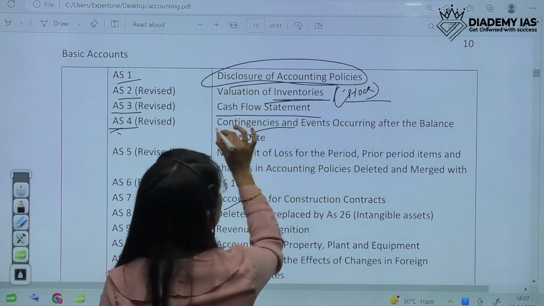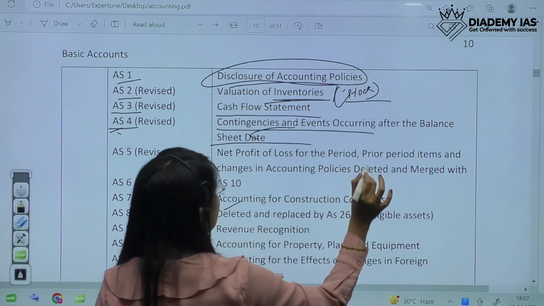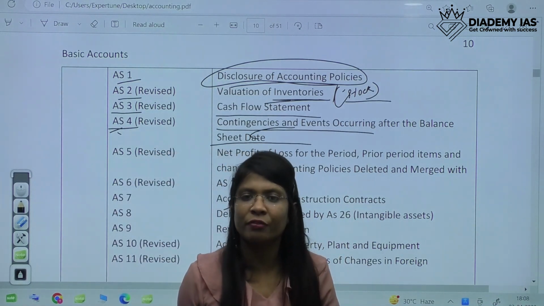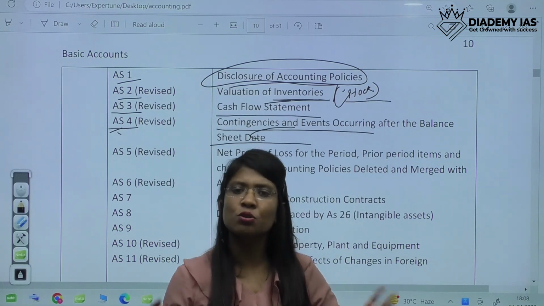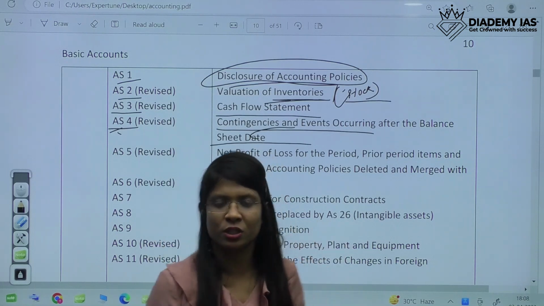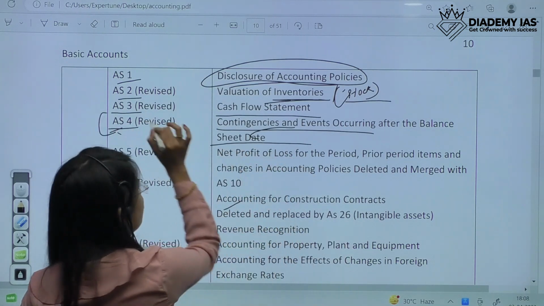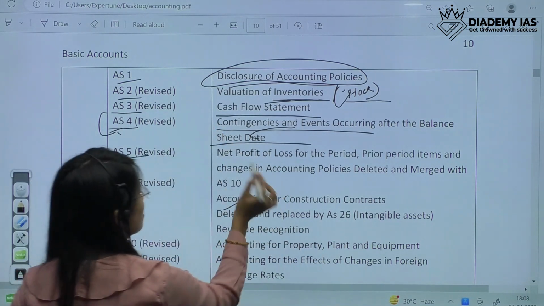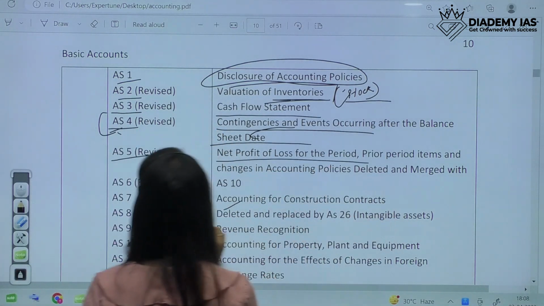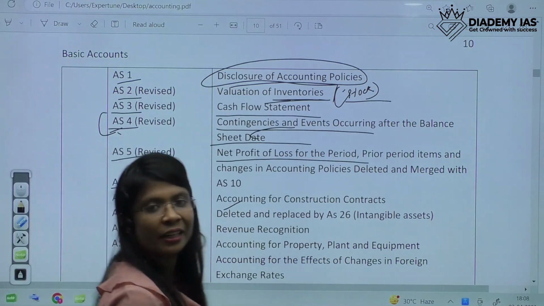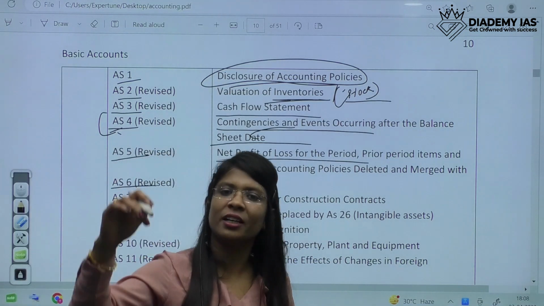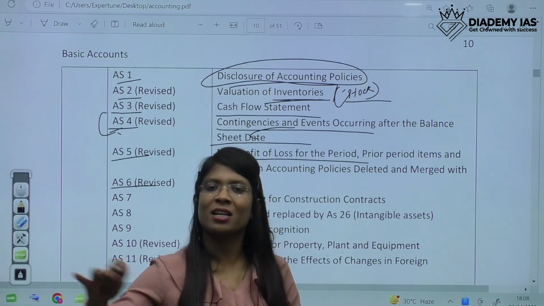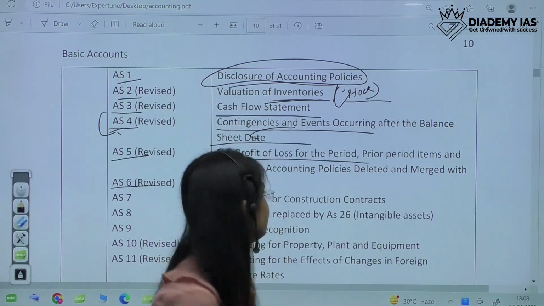AS4 is contingencies and events occurring after the balance sheet date. Means if after 31st March any contingencies, any very big transactions happen, what do we do with these transactions? That is covered under AS4. AS5 says about net profit or loss for the period. AS6 has been deleted, it has been merged with AS10. So you don't have to know about AS6. It was earlier about depreciation. Now it has been included in AS10 only.